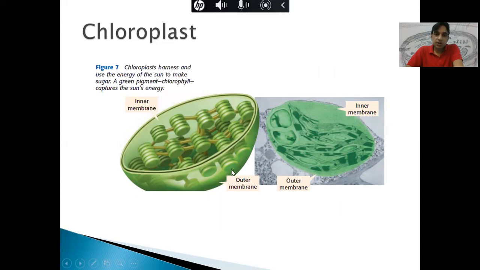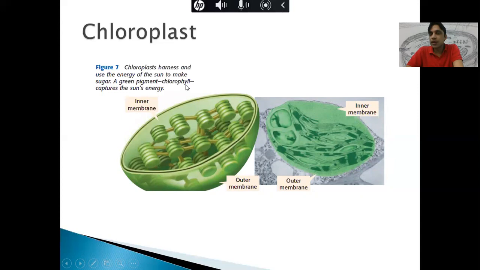So this is the structure of a chloroplast. It is also made up of folded membranes. The outer membrane is smooth. The inner membrane is folded into different structures. It is filled with a green color material called chlorophyll.